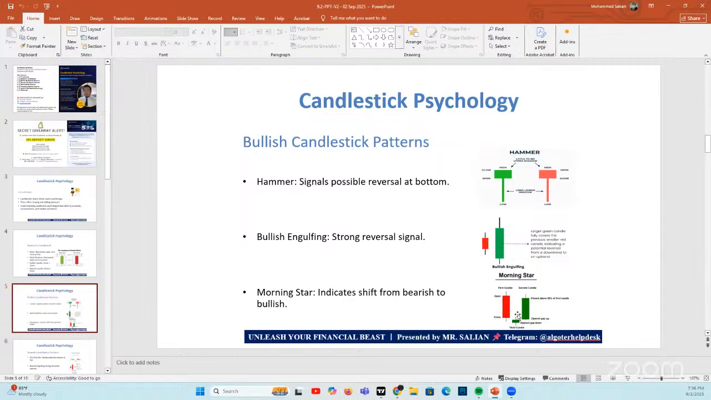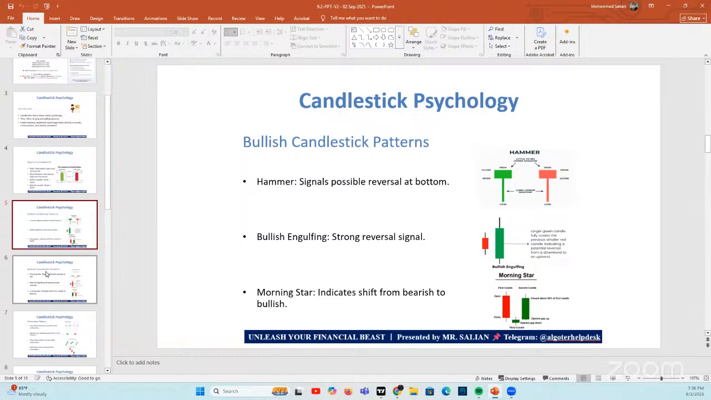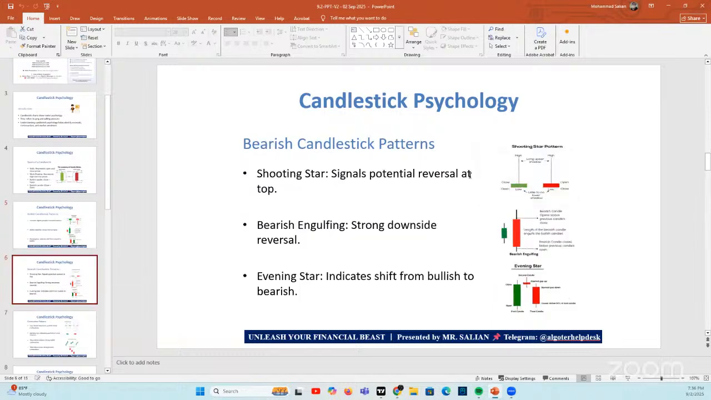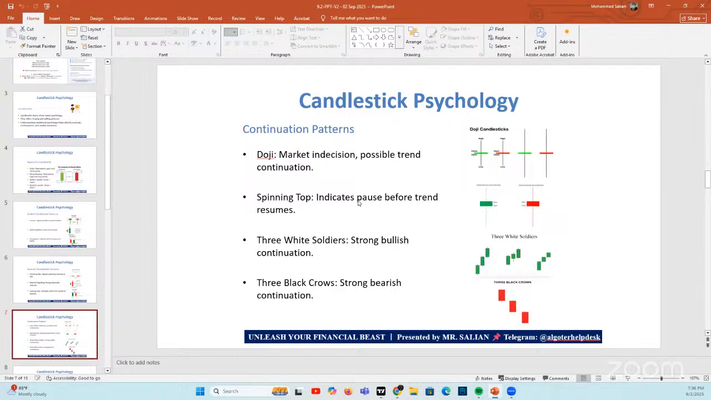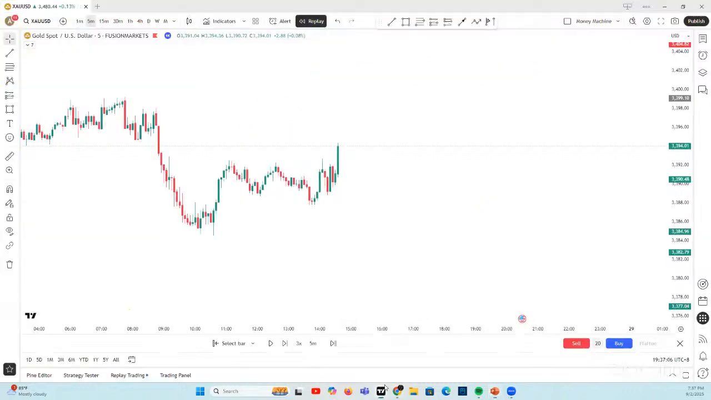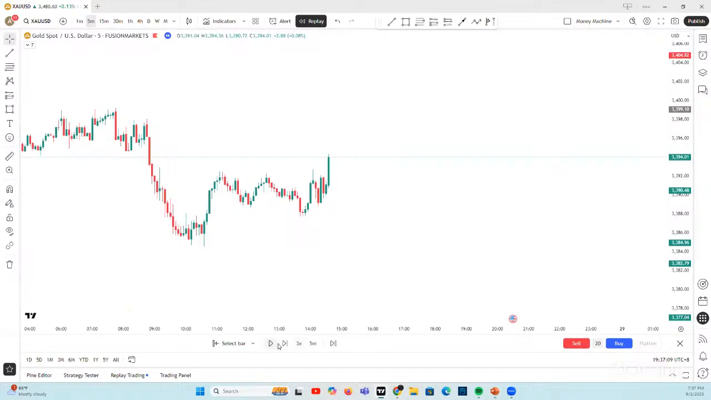The morning star, if it's possible to spot this, will also act as a reversal point. And for the bearish candlestick patterns, we have the shooting star, the bearish engulfing, and the evening star. Okay, so just spot all this, and you can have some more edge in your trading. All right, the doji, the spinning top, three white soldiers, very easy, or three black crows for the strong bearish continuation. Okay, now we will check the chart and see the price action. So let's play this.